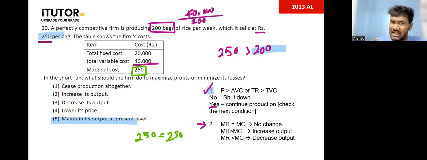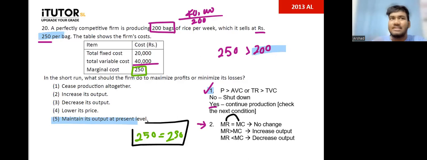Then you have to decide, if they are continuing production to maximize profits, what should they do? So there we will check MR and MC. If MR and MC are equal to each other, they are already at the profit maximizing level, so don't make a change. If MR is greater, then increase the output. If MR is lesser, then decrease the output. In our question, it met the first condition and MR was equal to MC. So what did we do? We said maintain output at the present level.